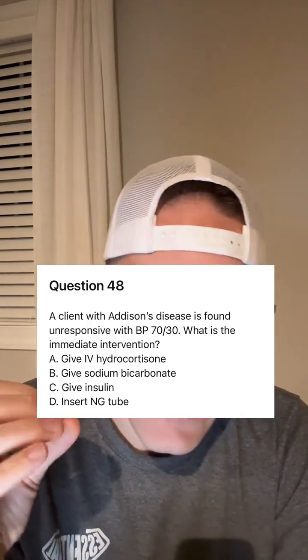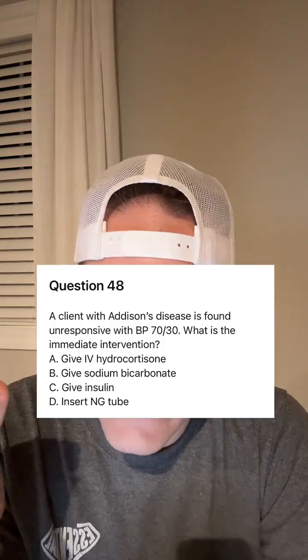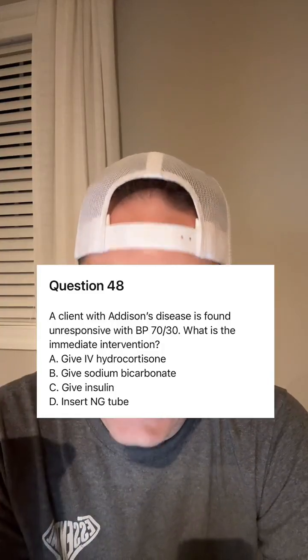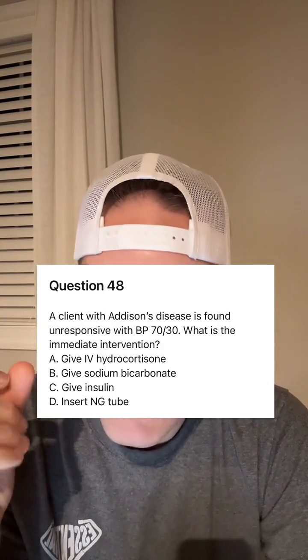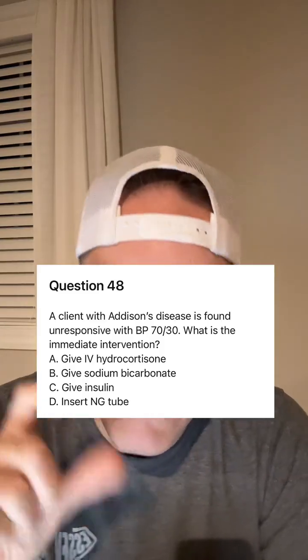In an Addisonian crisis, there's a life-threatening cortisol deficiency that leads to profound hypotension and electrolyte imbalance. So IV hydrocortisone is the critical treatment here, because cortisol is essential for maintaining vascular tone and blood pressure.